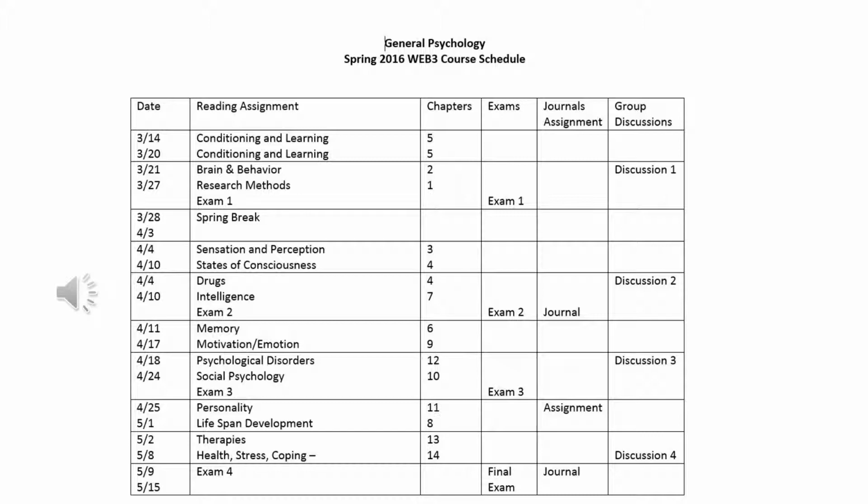Then after spring break, we get into sensation and perception, a very interesting discussion. And we start states of consciousness there. And then the following week, we do chapter 4 on drugs, and that'll be our second graded group discussion. And then also that week, we'll do intelligence, another interesting discussion, and then there'll be exam 2.